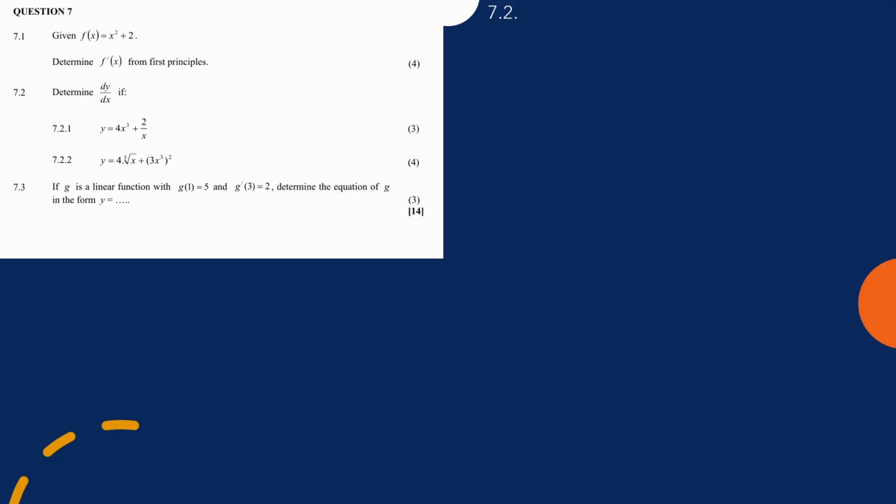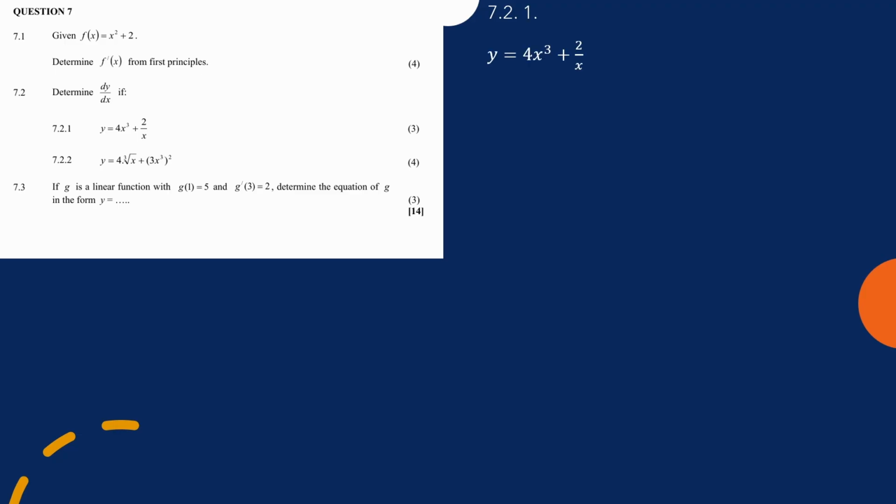Let's move on to 7.2. Determine dy dx if 7.2.1, y is equals to 4x cubed plus 2 over x. Here we are not told to use first principles. We can use any derivative method that we know or are comfortable with. I'm going to use the familiar one, using differentiation rules.